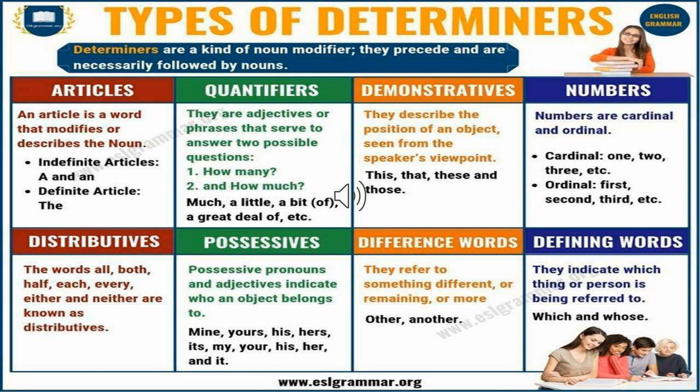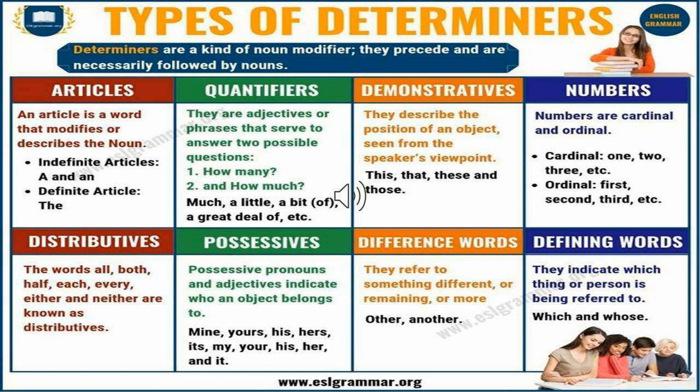Second is quantifiers. They are adjectives or phrases that serve to answer two possible questions, how many and how much. Quantifiers determine the approximate number or amount of the plural or uncountable nouns. For example, I haven't got any money. There was little hope for the patient.